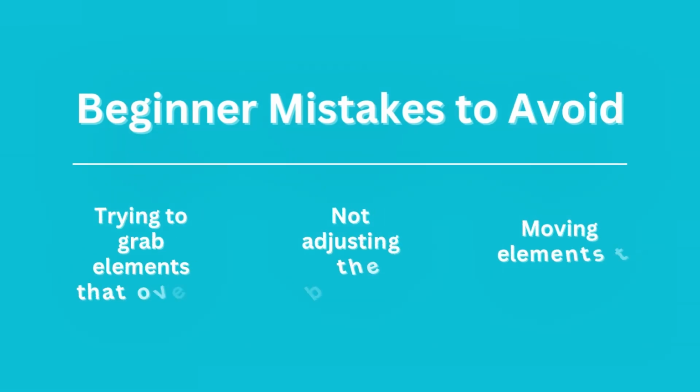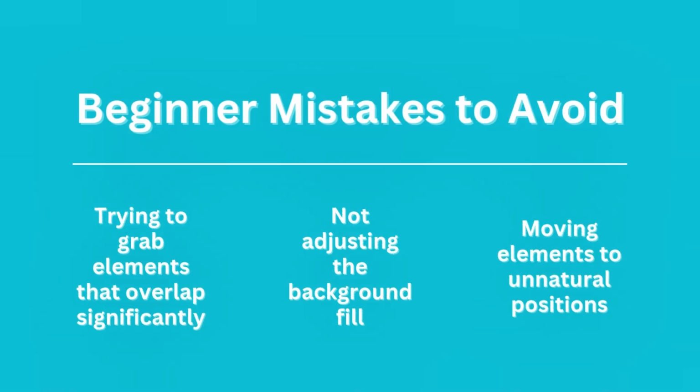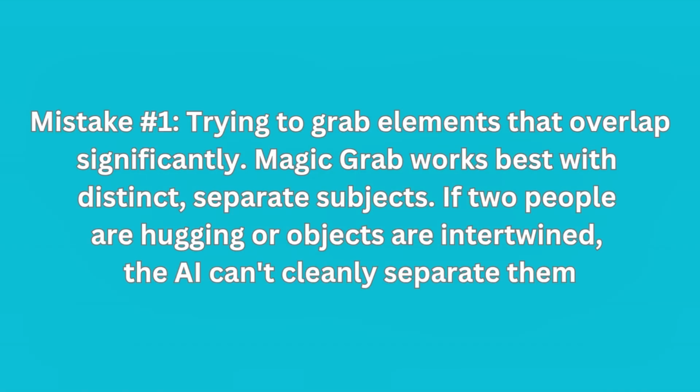Here are a few things to keep in mind when using Magic Grab. Mistake number 1, trying to grab elements that overlap significantly. Magic Grab works best with distinct, separate subjects. If two people are hugging or objects are intertwined, the AI can't cleanly separate them.